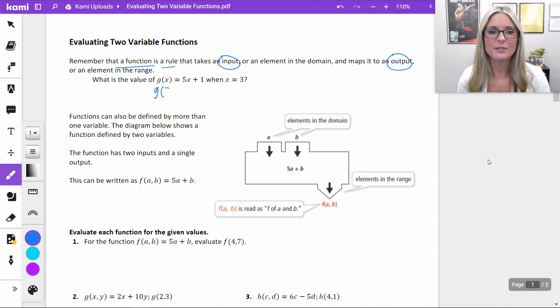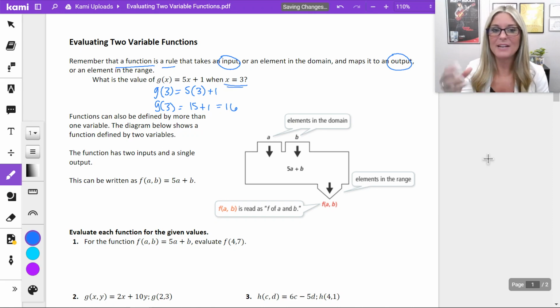Let's use that function notation here to plug in that 3 into our function, replacing x with 3. G of 3, when I simplify, equals 15 plus 1, or equals 16. G of 3 equals 16. What did we do? We evaluated a value of x of our domain, one of our inputs, into our function, and we got an output, 16.